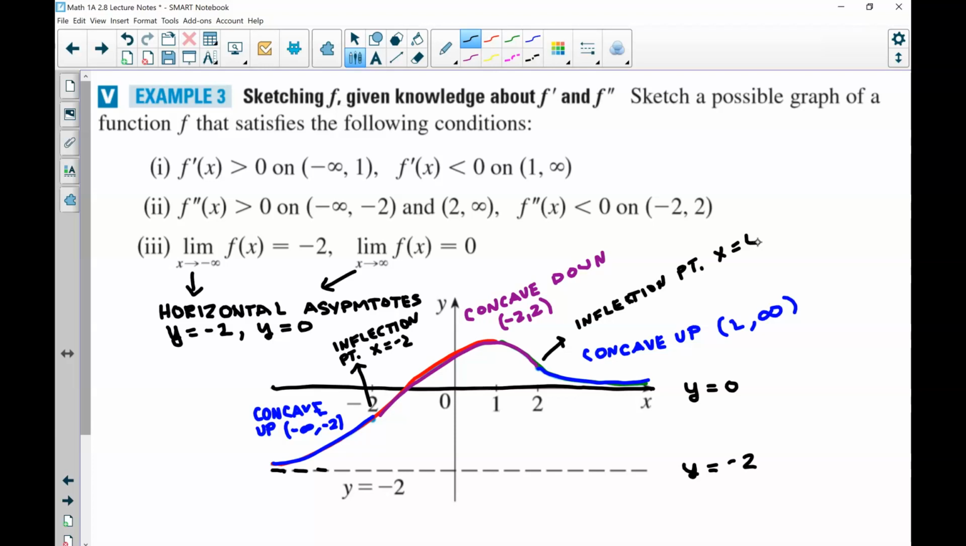Now you also notice that the curve bends. It's bending upward when x is less than -2 and when x is greater than 2, and it bends downward when x is between -2 and 2.